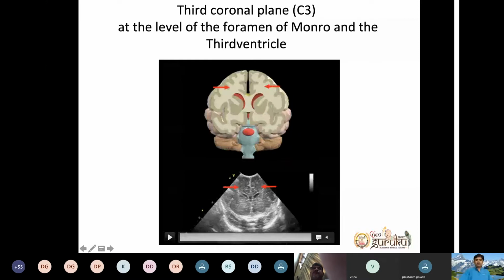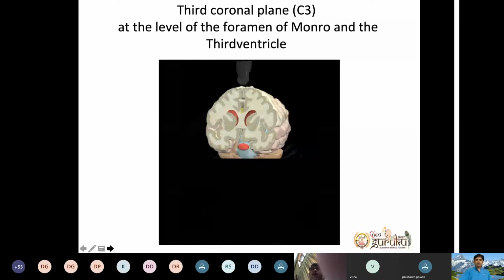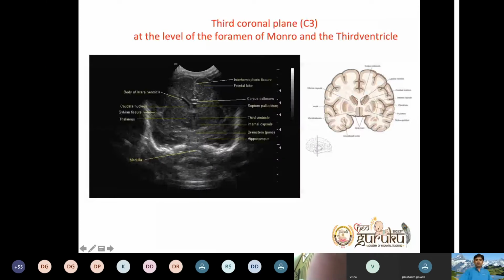So next, this is the section with naming. Top to bottom, you have to read. Layers of skin, interhemispheric fissure, frontal lobe, then you have corpus callosum, lateral ventricle, body of lateral ventricle, caudate nucleus, Sylvian fissure, Y-shaped structure. Then you have posteriorly and inferiorly thalamus. Then you have your third ventricle. Then you have internal capsule, which is V-shaped on both sides. Then you have a bit of brainstem, you can see, and the hippocampus curling around on either side. This area is your hippocampal area.